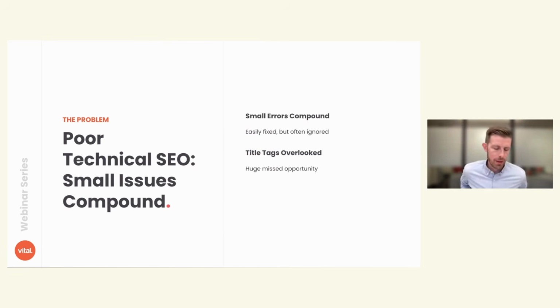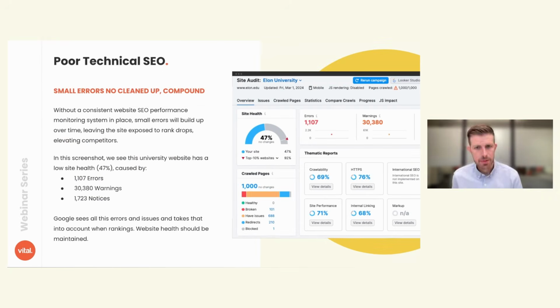So SEO, next problem. There are 2 SEO problems we see. The first one is technical SEO. Small issues compound. There are lots of small issues on sites that get overlooked, and title tags get overlooked as well. So let's look at those real quick. We see this on a lot of sites, and this is somewhat normal, but it's a missed opportunity.